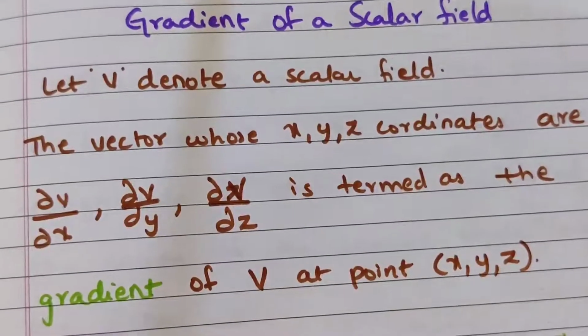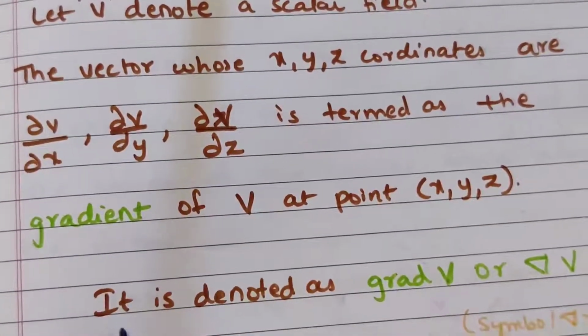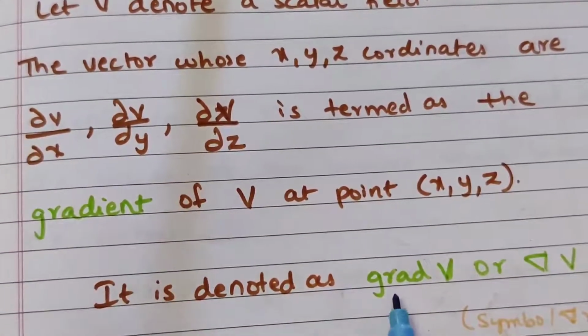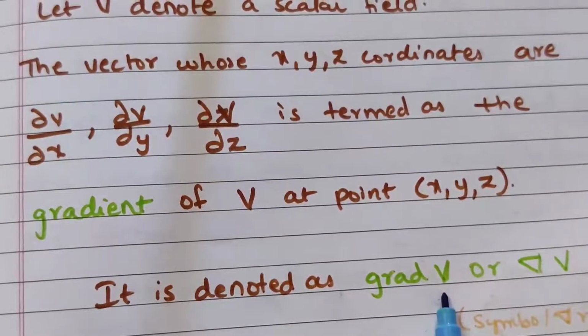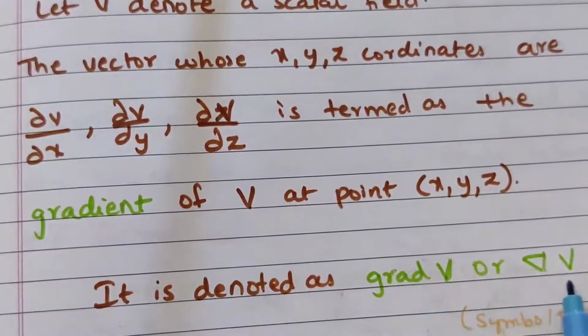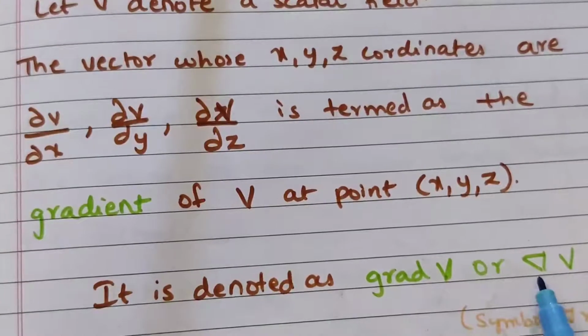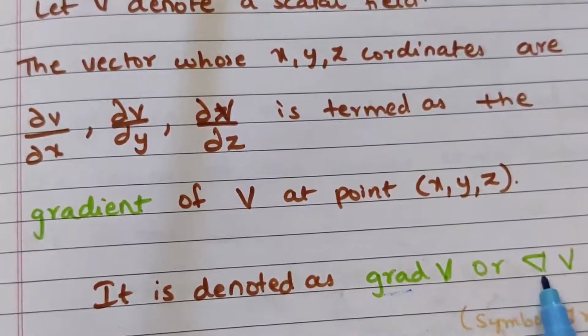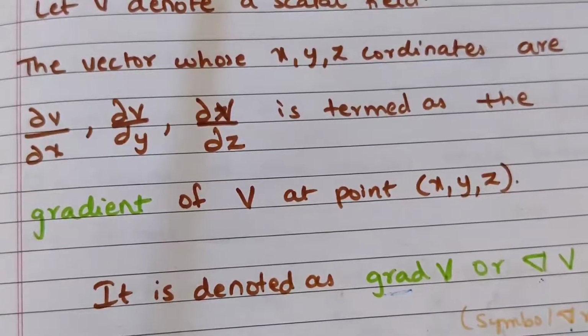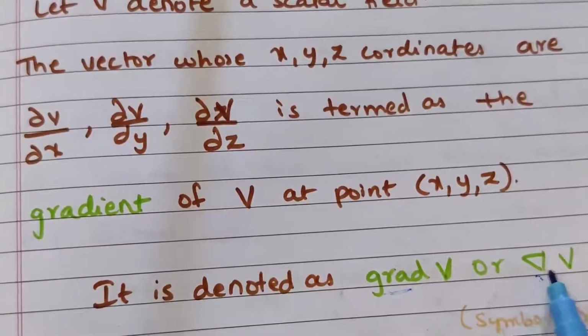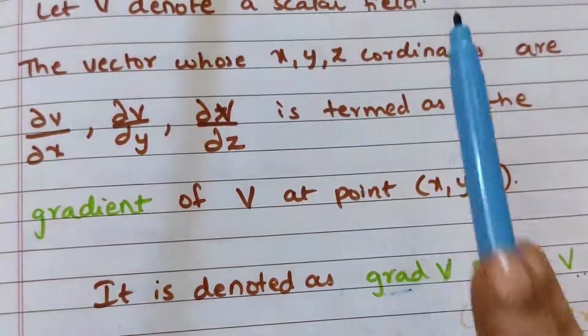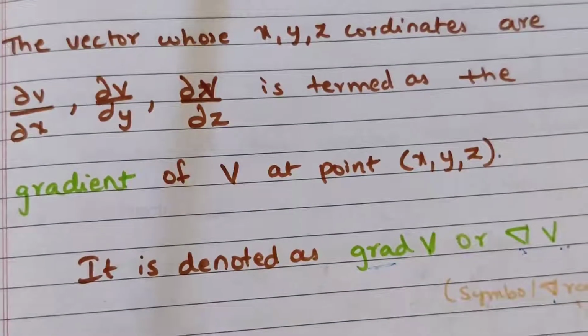Now the gradient of V can be denoted as grad V, or del V. This symbol, the del symbol, is read as del, so you can just say del V. Del V is also called the gradient of a scalar field.